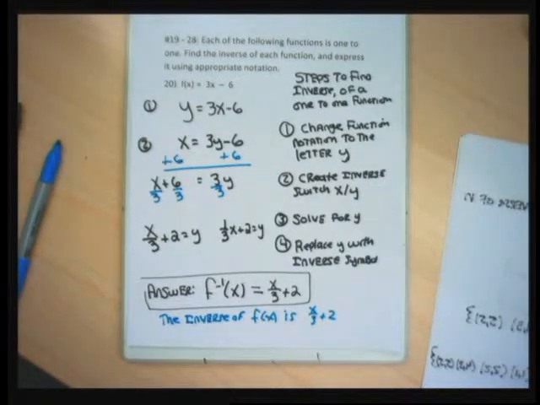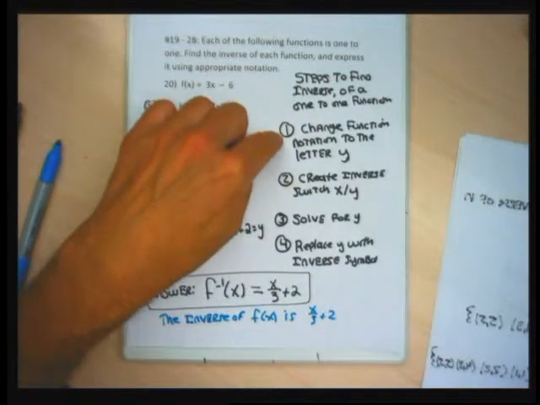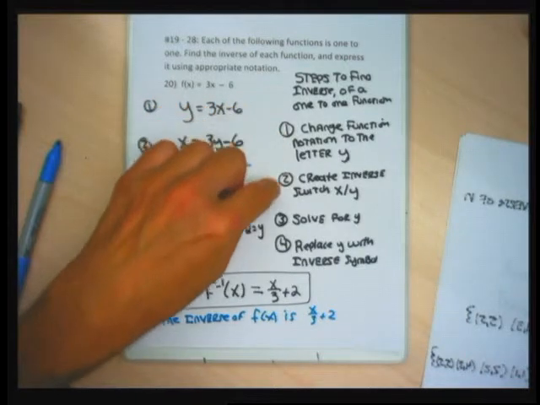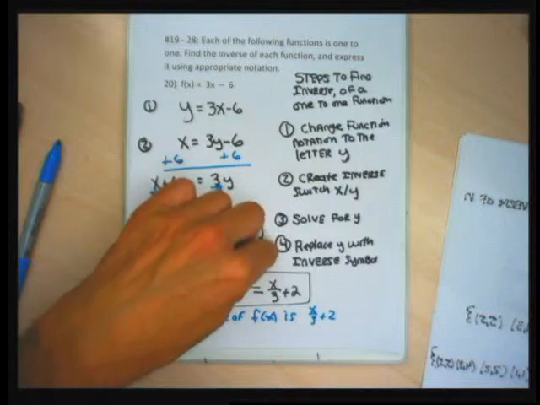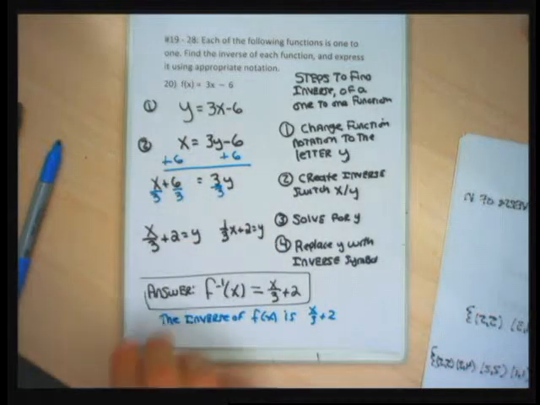Okay, so I'm going to do 22, 24, 26, and 28, doing exactly these steps. Change the letter to y from the function symbol, switch the x and the y, do the algebra to solve for y, and then replace the y with the inverse symbol.